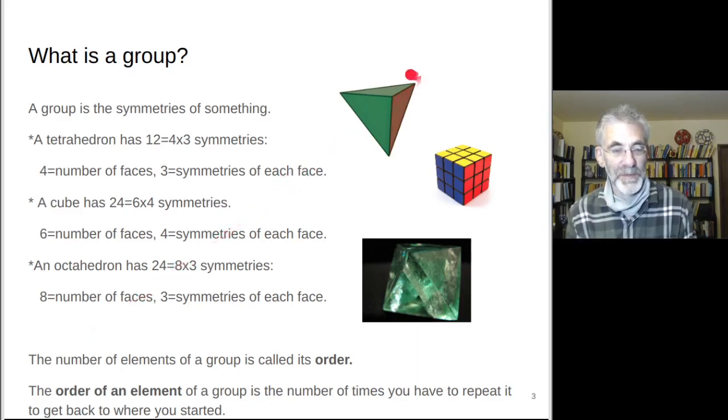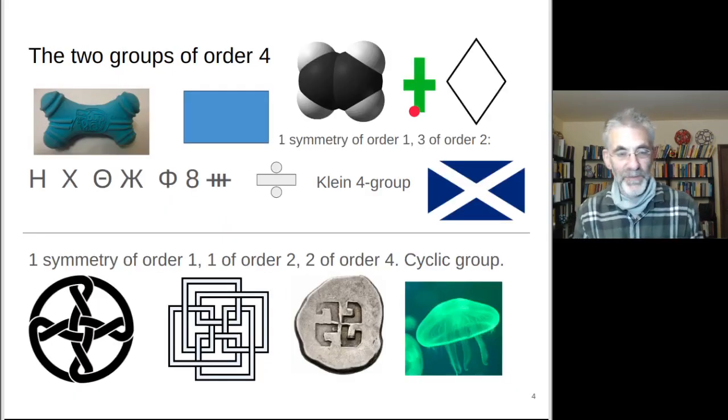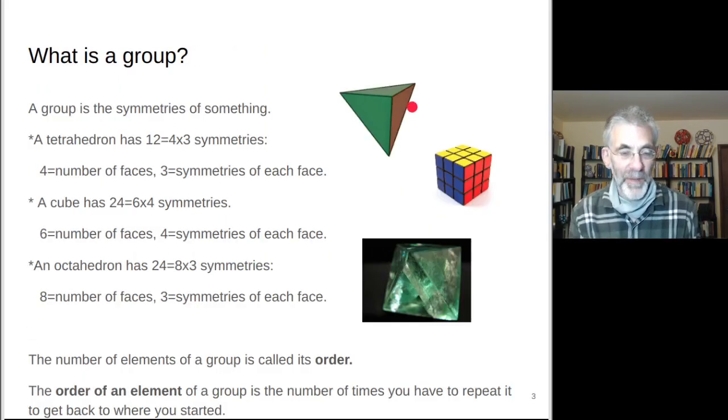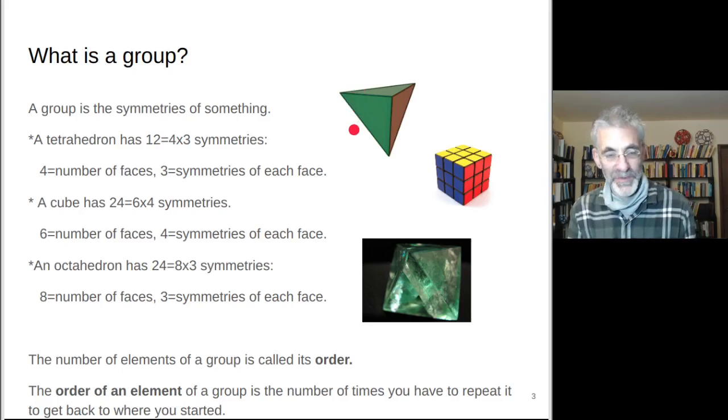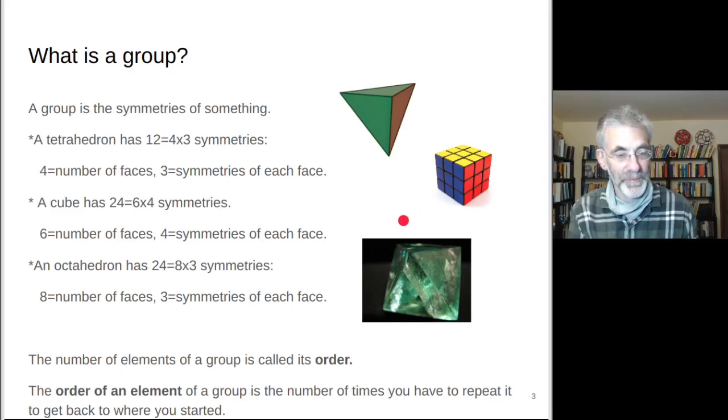So for example, suppose we take a tetrahedron, we can ask how many symmetries does it have? Well, it's got four faces, and we can map any of these four faces to the bottom, and once we've put one of the four faces on the bottom, there are three ways to rotate it, preserving that face. So the total number of symmetries is 4 times 3, which is 12. Similarly, a cube has 6 times 4 symmetries because it has 6 faces, each with 4 sides, unless it's a Rubik's cube, in which case it's got vastly more symmetries, but never mind.